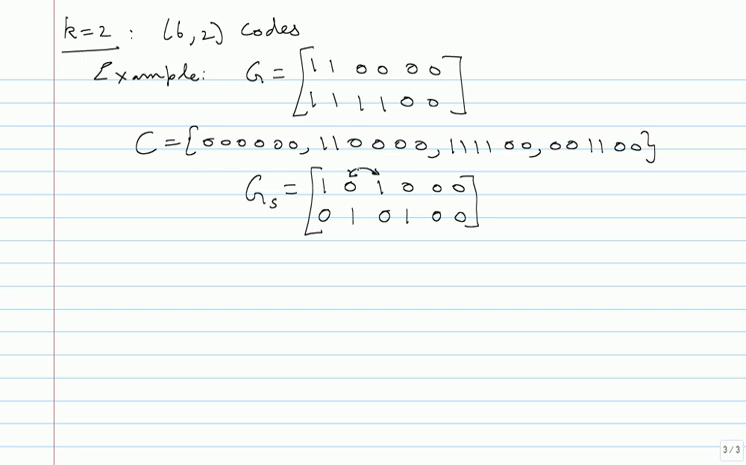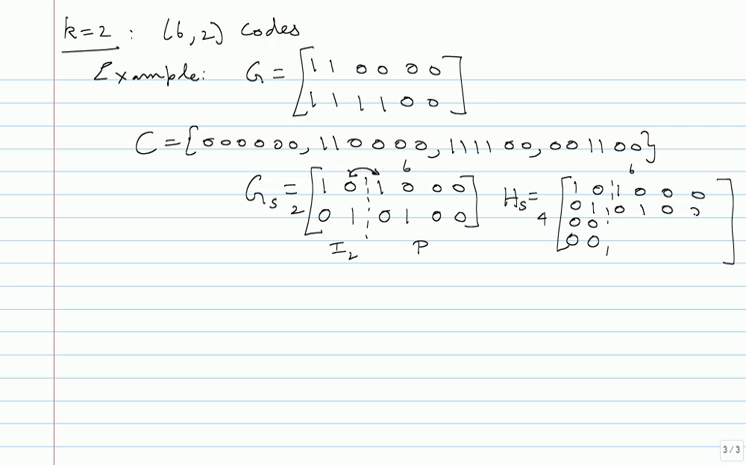So what's HS? Let me write down HS here just to save some space. What will be the dimensions of HS first? G is a 2 by 6 matrix, so HS will be a 4 by 6 matrix. The first thing to do is to write down the split. This is your I2 part and this is your P part. The first part of HS will be P transpose. What's P transpose now? 1000, 0100. And then you'll have the identity part, which would be 0010 and 0001.